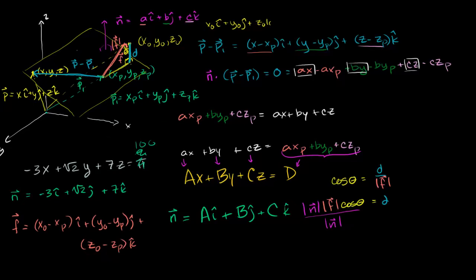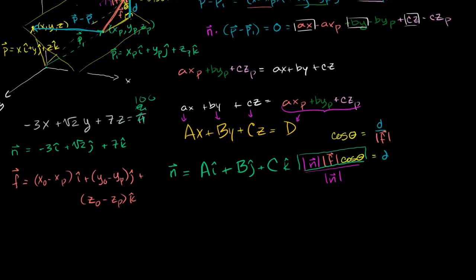This expression right here is the dot product of the normal vector and this vector right here, f. So this right here is n dot f. It's equal to the product of their magnitudes times the cosine of the angle between them. So the distance, that shortest distance we care about, is the dot product between the normal vector and f, divided by the magnitude of the normal vector.